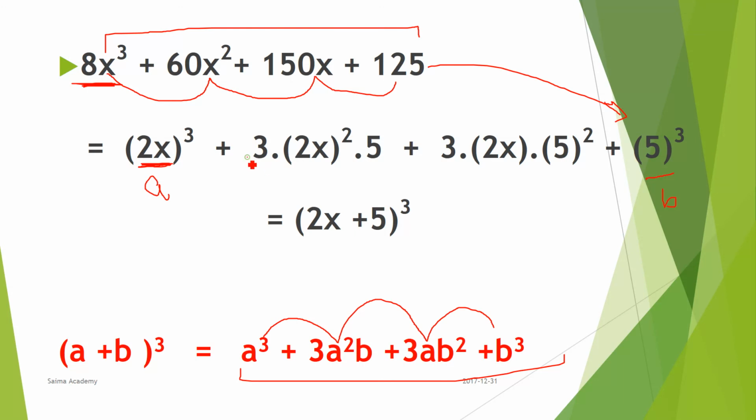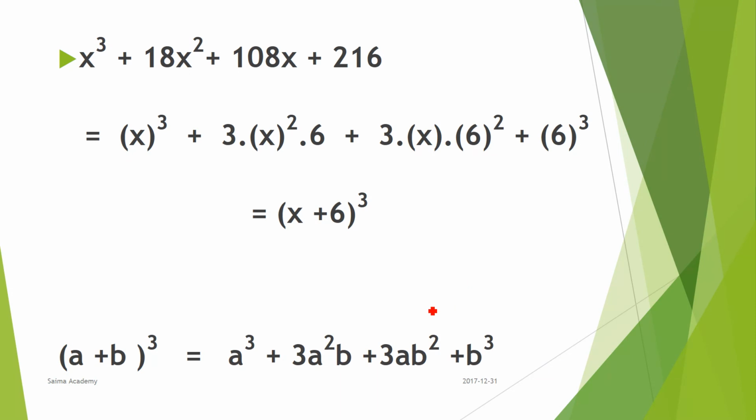But in this center part, I will show you this center part as well. 3, because this is the 3, and then a square. So this is our a now. Do not go there. This is our a. 2x square multiplied by 5 plus 3a is 2x and 5 square, right? So one more question, and this is the last question.